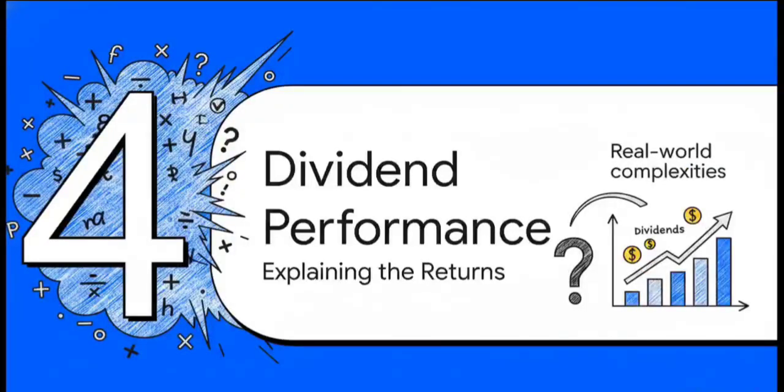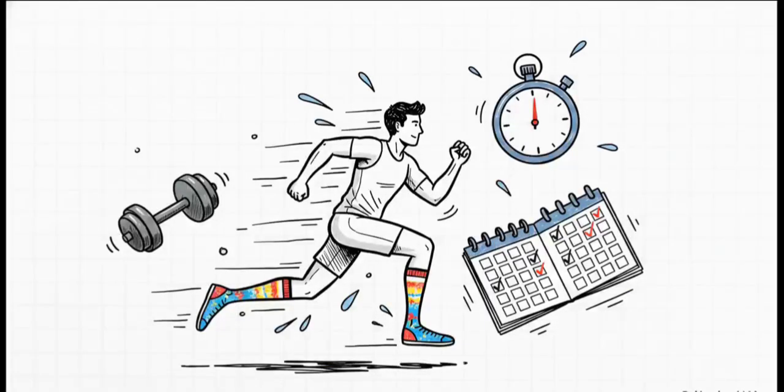All right, moving to Section 4, explaining dividend performance. So here is the million-dollar question. If dividends mathematically shouldn't matter to total return, why do dividend funds historically perform so incredibly well? Well, the answer lies in something called the Fama-French five-factor model.